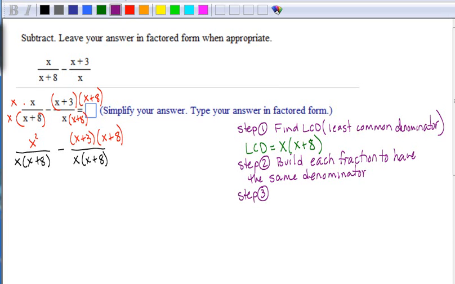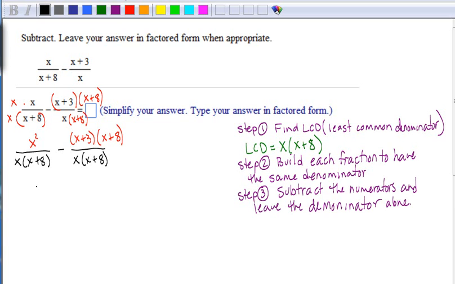Step 3. We're going to now subtract the numerators and leave the denominator alone. Makes sense because if you had 1/5 plus 2/5, that would be 3/5. If you had 5/5 minus 1/5, that would be 4/5. So that is what we're going to do next.